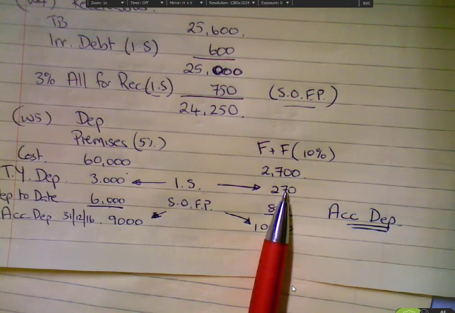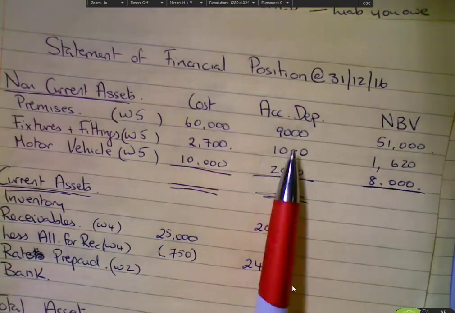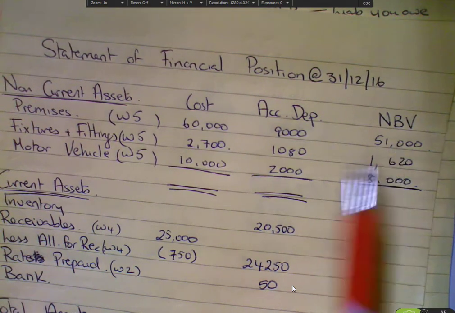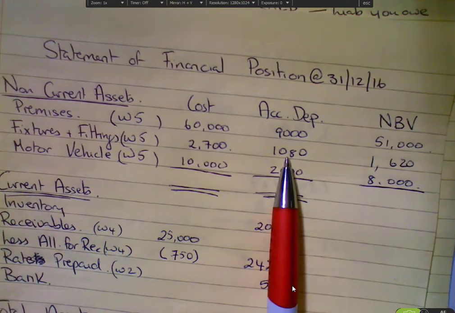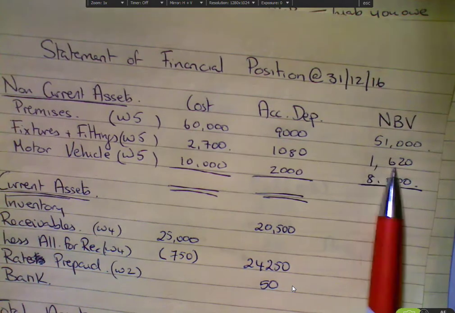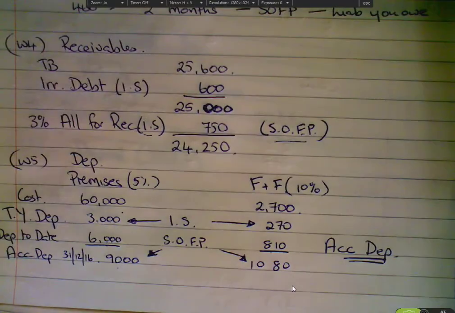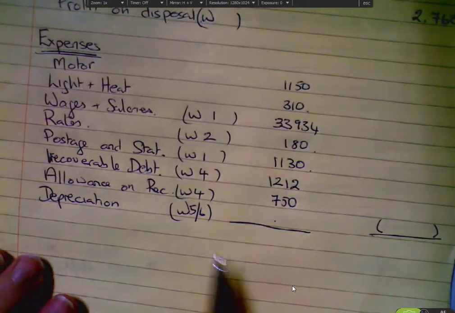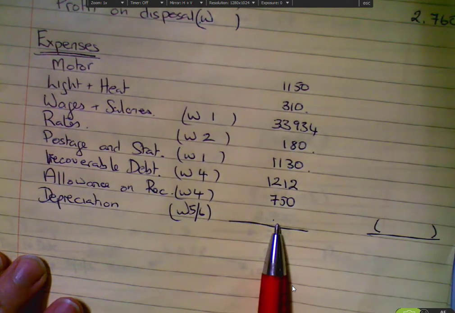So let's just quickly have a look at the two of those. Here we go. We've got our premises 60,000, accumulated depreciation 9,000, net book value 51,000. Fixtures and fittings cost 2,700, depreciation 1,080, net book value 1,620. Now we haven't done this one yet. And then in my income statement, later on, I'm going to put together all of my depreciations, both old and new, and it's going to give me a figure for here.